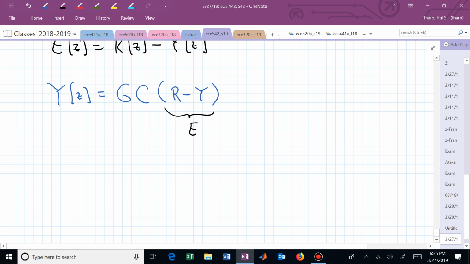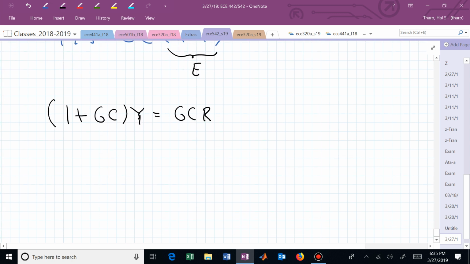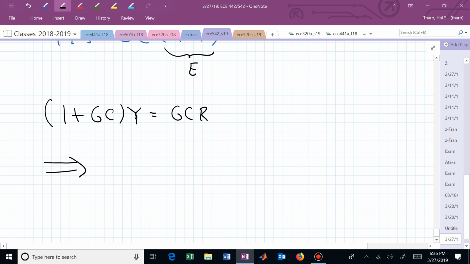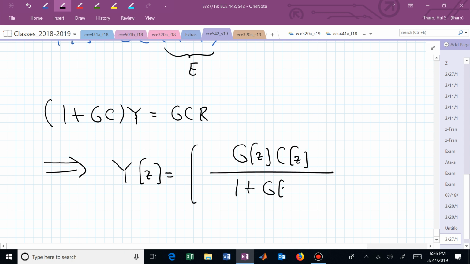This now says that if we distribute that GC through on both terms on the right and add the term associated with Y to both sides, we end up with 1 plus GC times Y equaling GC times R. And dividing that factor that's scaling Y through on both sides, we end up with Y of z over R of z equal to G of z, C of z over 1 plus G of z, C of z.